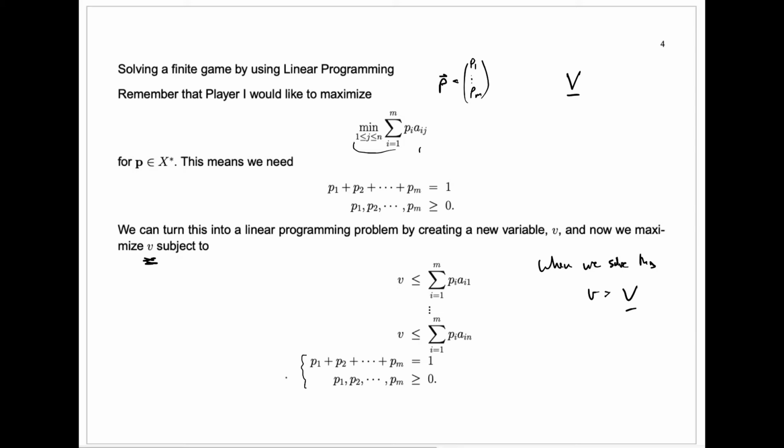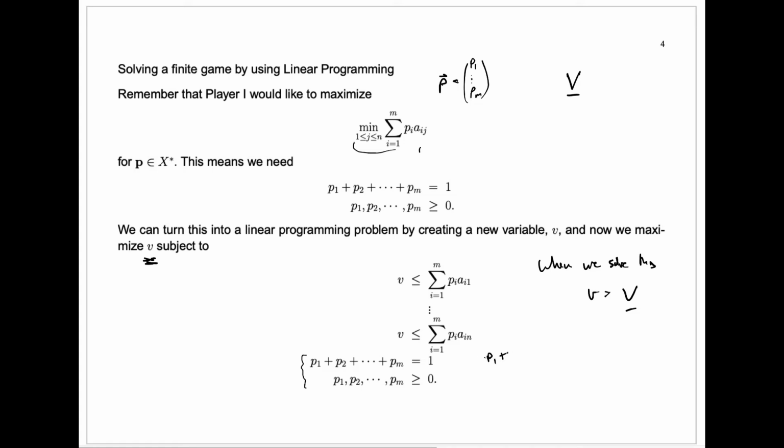Now, you might look at this and say, is this really exactly a linear programming problem? We have an objective function. We have these variables v and the p1 through pm. Here we have a bunch of linear inequalities. Here we have an equation. Can we do that? Well, yes, it's always okay to do that because you can always think of this equation as two more linear inequalities.